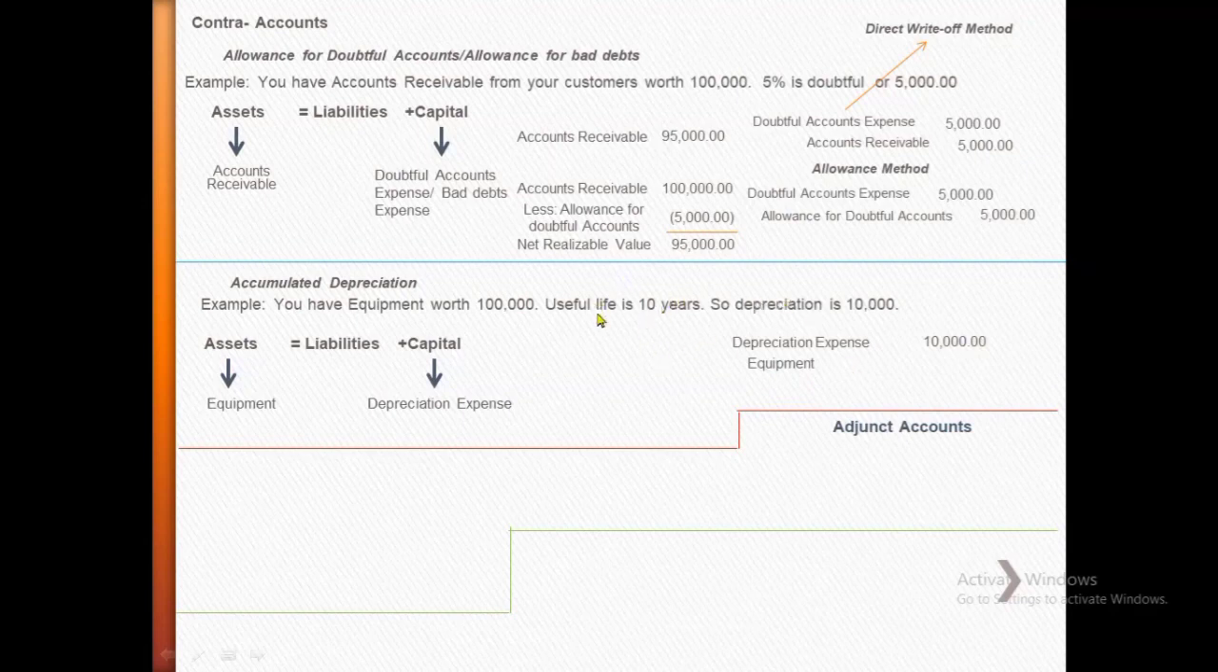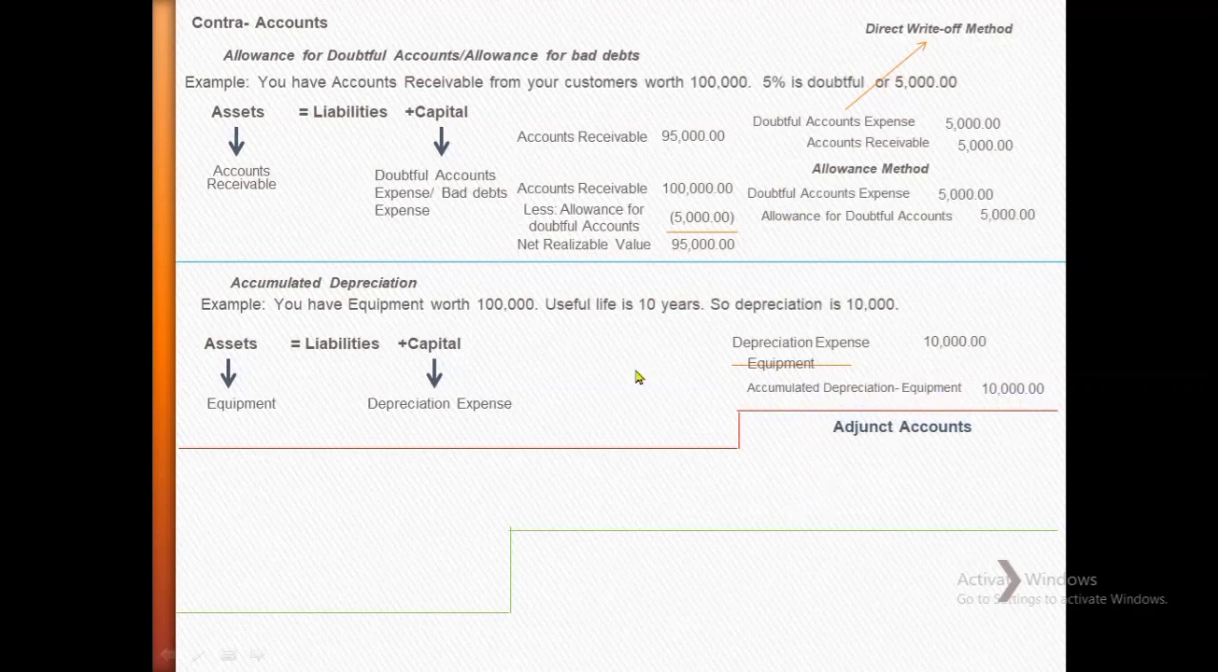Unfortunately, there is no direct write-off here. Not the same with the direct write-off in the allowance for doubtful accounts. So we cannot use the equipment account. Instead, we are going to use the accumulated depreciation dash equipment of 10,000.